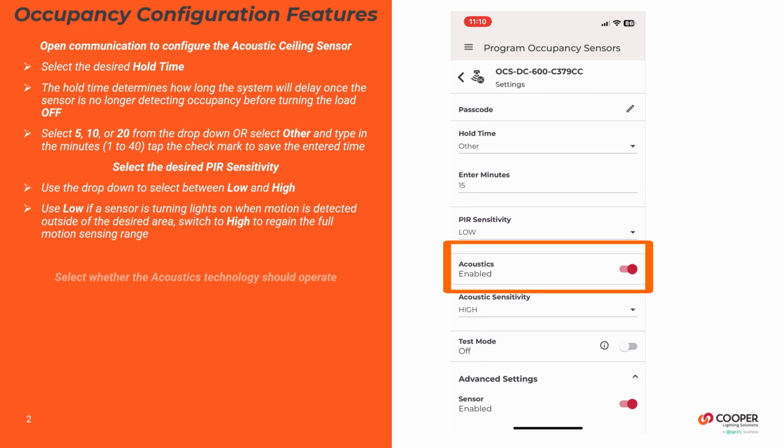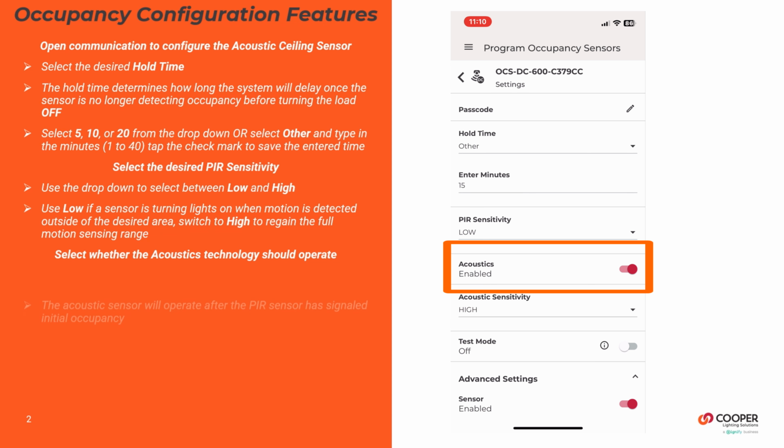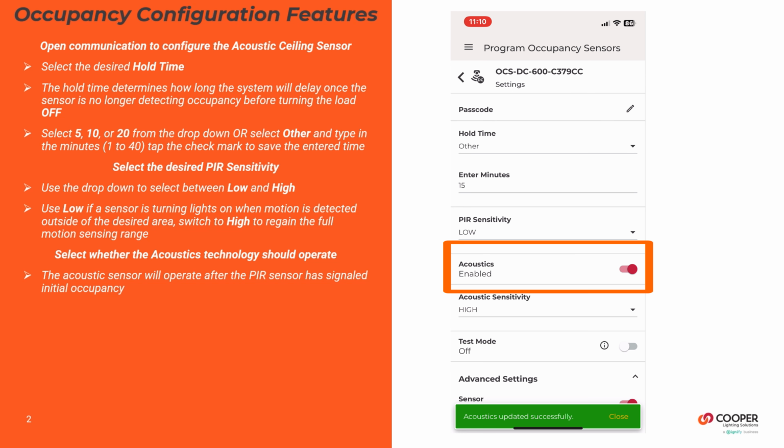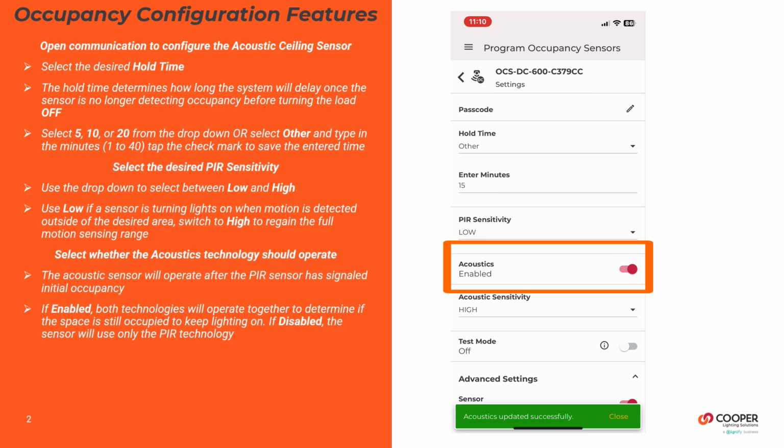You can also adjust the acoustics operation. The acoustic sensor will operate after the PIR sensor has signaled initial occupancy. If enabled, both technologies will operate together to determine if the space is still occupied to keep lighting on. If disabled, the sensor will use only the PIR technology.